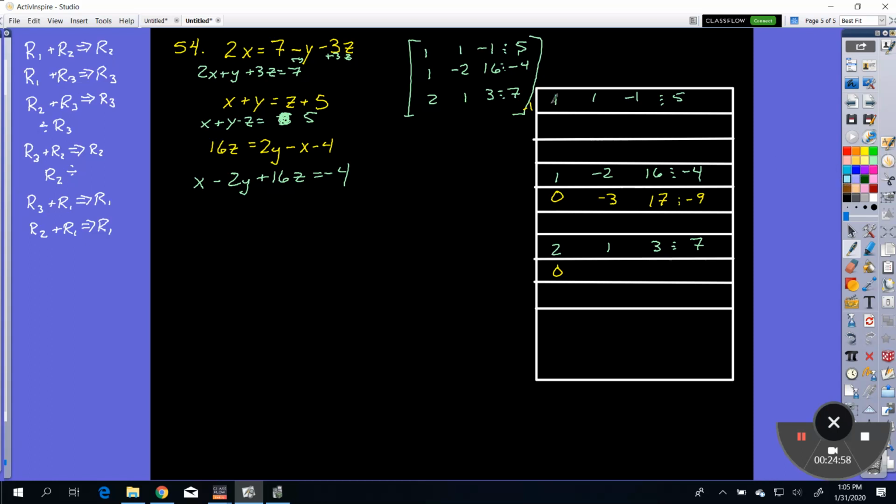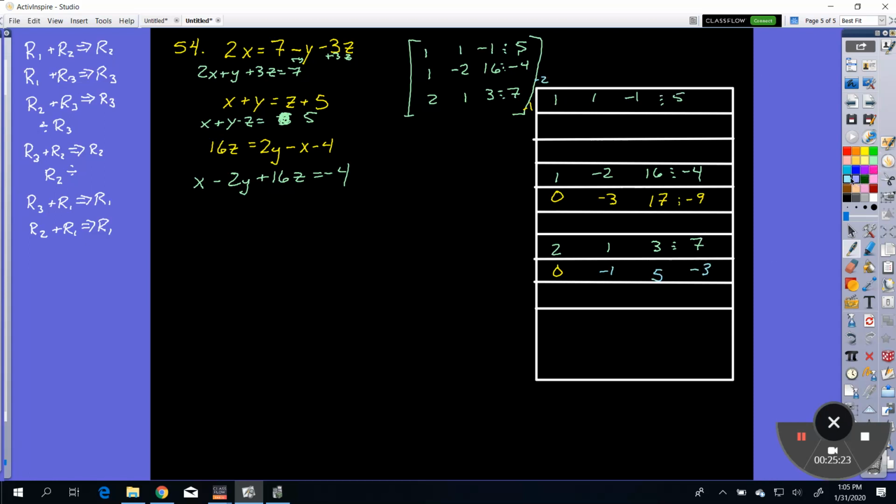I multiply this top one all by negative 2. So negative 2 times 1 is negative 2. Add it to 2 is 0. Negative 2 times 1 is negative 2. Add it to 1 is negative 1. Negative 2 times negative 1 is positive 2. Add it to 3 is 5. Negative 2 times 5 is negative 10. Add it to 7 is negative 3.